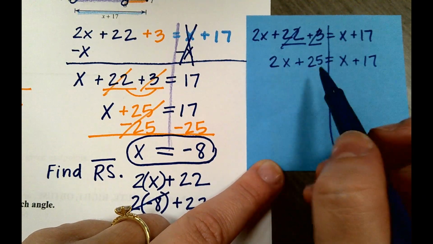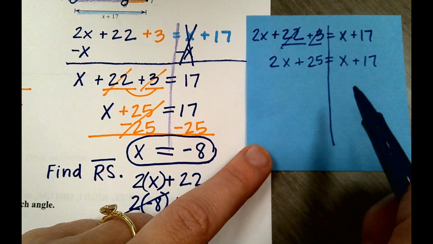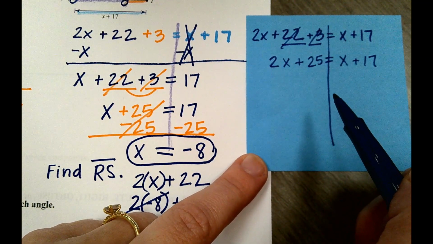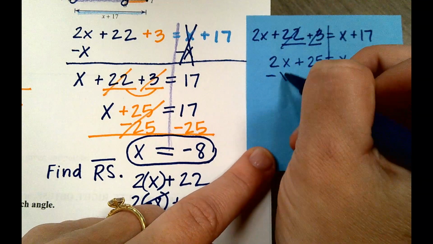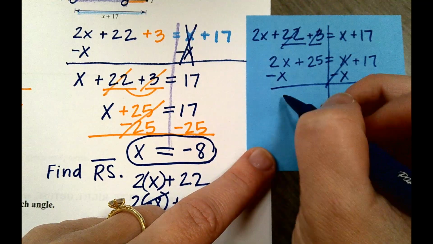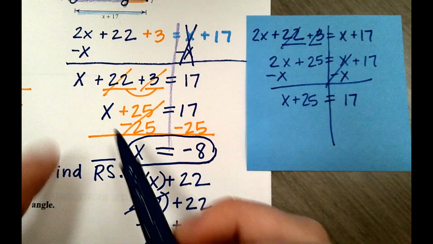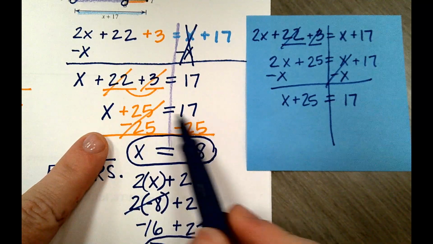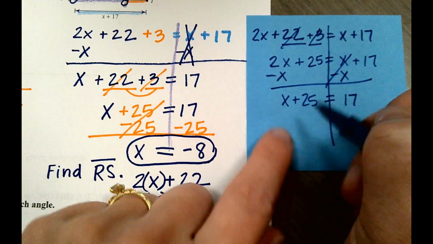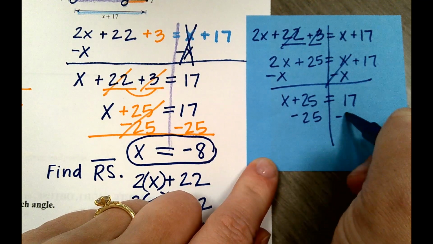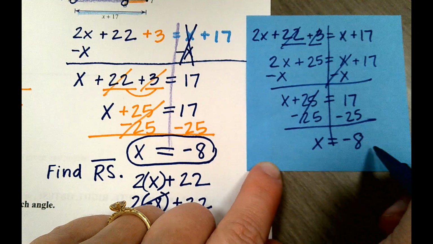Okay, perfect. So this is a correct way to do it. And then what would you want to do from here? Do the minus x? Yeah, absolutely. Minus x. And then we would get x plus 25 equals 17, which is the same thing we have right here, just in a different order, and that's okay. We have the same last step, same answer. We would still get x equals negative 8.